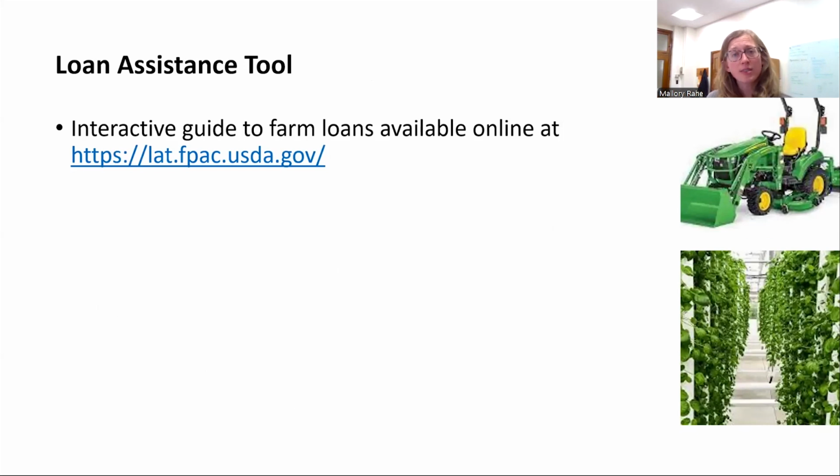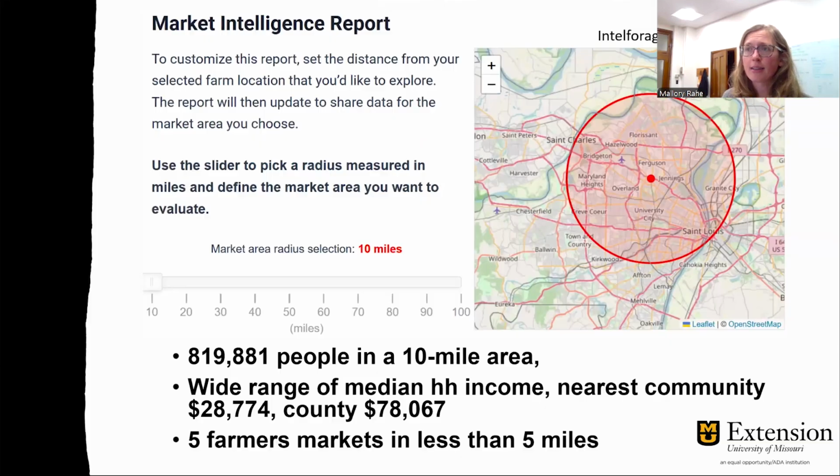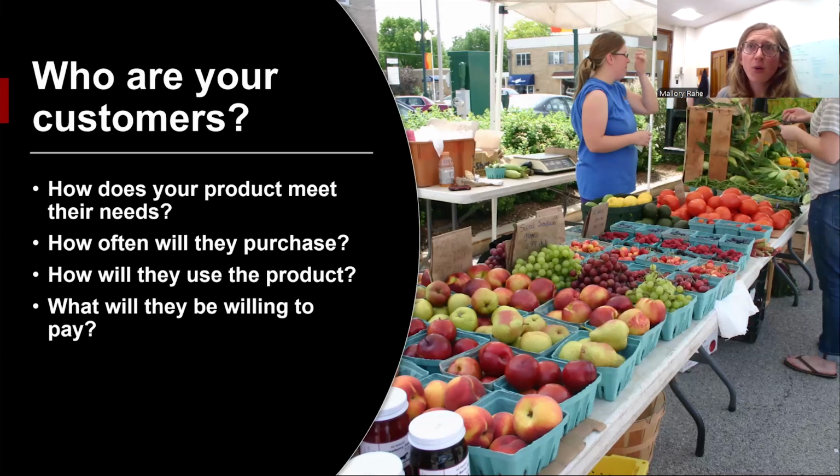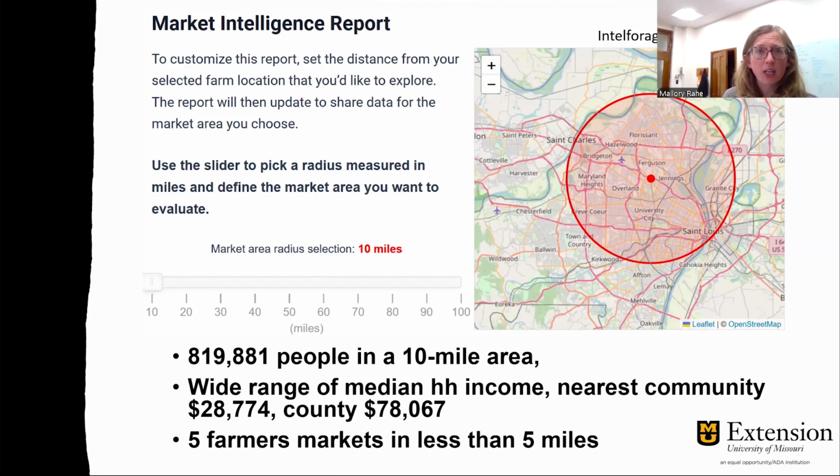So use this tool to learn more and really think about how you might utilize FSA programs to grow, launch, start your business. And as a reminder, just a callback, in case some of you were not really ready for this presentation, think about who are your customers. Use Intel for Ag to pull a very quick market intelligence report for your area. It may help you figure out what geographic space makes the most sense to market your product.